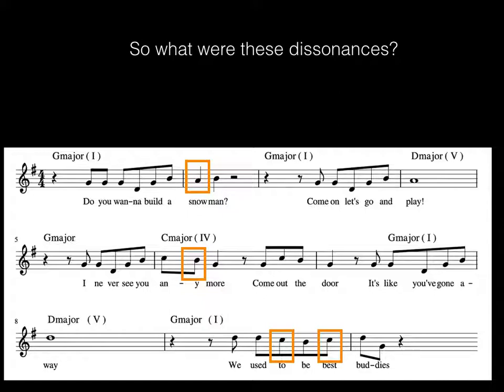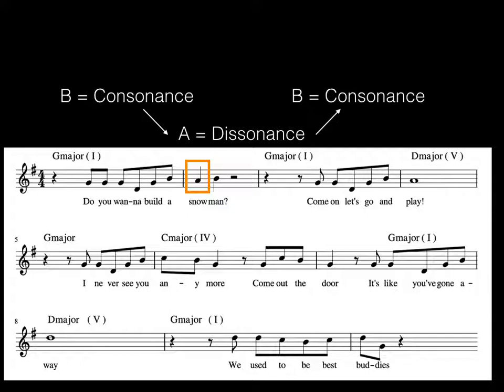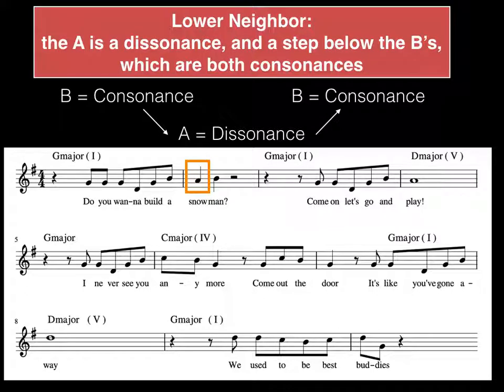So in one of our previous videos, I showed you the non-chord tones in Do You Want to Build a Snowman? And now let's try to label them as the kind of dissonances that they are. So let's first look at the first one, the one on Snowman. Well, the B's surrounding it are consonances, and then you step down to the A, and then you step back up to the B. And so this is a lower neighbor, because the A is a dissonance, and it's a step below the two B's, which are both consonances.